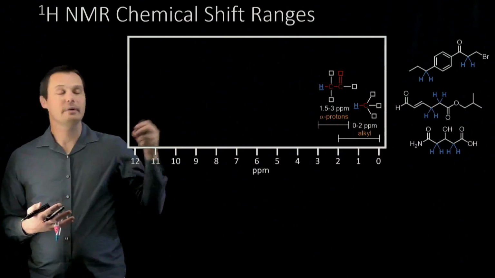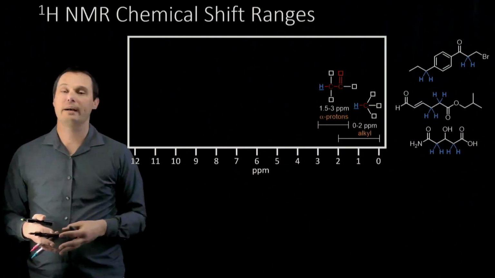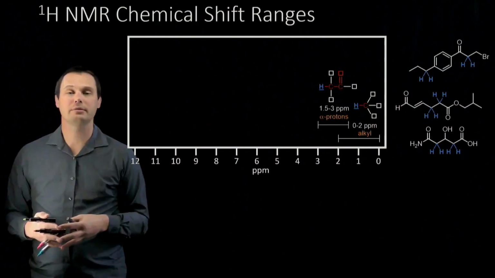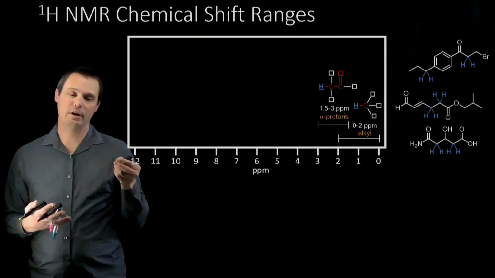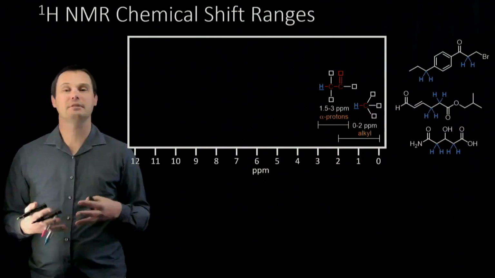Also, hydrogens on a carbon next to an alkene would count as an alpha proton. And you can see other examples of hydrogens on carbons next to carbonyls. These are all alpha type protons. Hydrogens on a carbon next to some kind of pi bond. It doesn't really matter which pi bond it is, but some kind of pi bond.